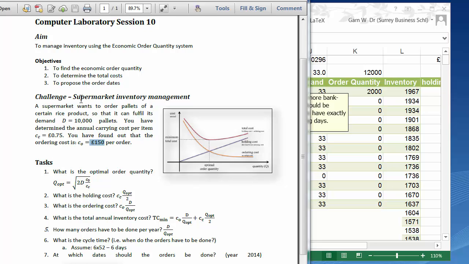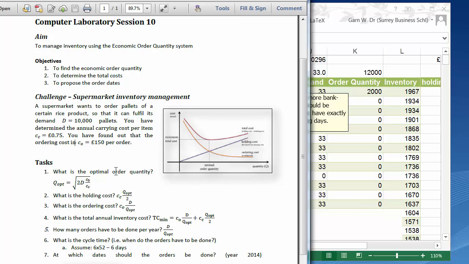In particular we are going to have a look at a supermarket, and this supermarket has got a demand of 10,000 pallets. The holding cost per pallet was determined to be 75 pence per year, so the annual holding cost. You have furthermore figured out that placing one order costs £150 regardless of the size of pallets delivered.